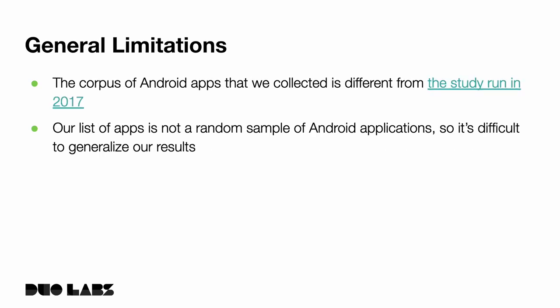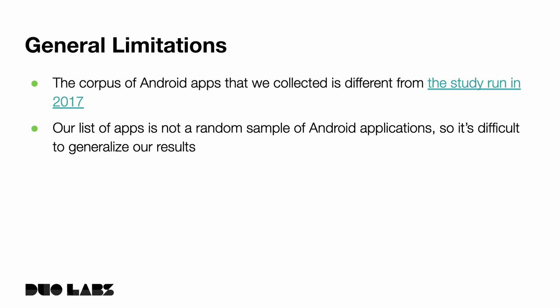But we also want to talk about general limitations, because that's really important. There is some prior art in terms of analyzing the use of SafetyNet among Android apps. It was research published in 2017 by NowSecure. Their corpus is pretty different than ours. They didn't release what apps they used, and it was about 3,000 popular applications. So you can't necessarily compare our results to theirs, because it won't be an apples to apples comparison.